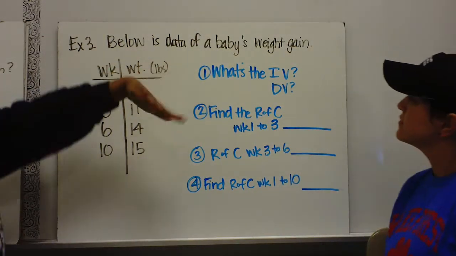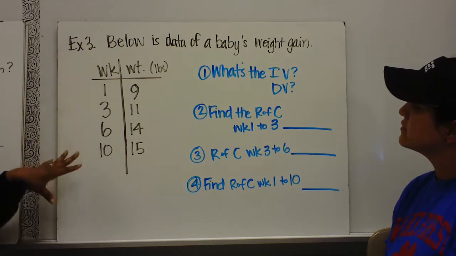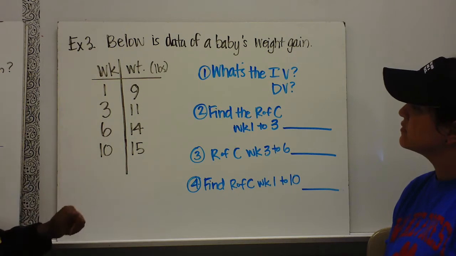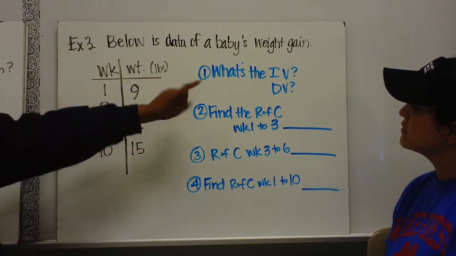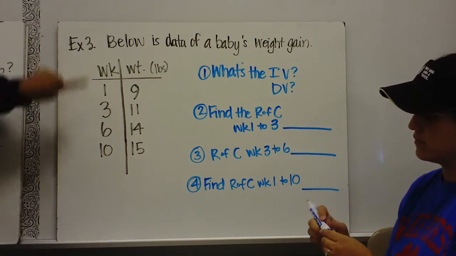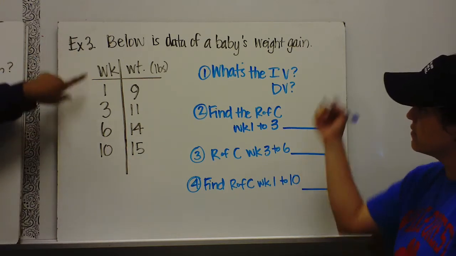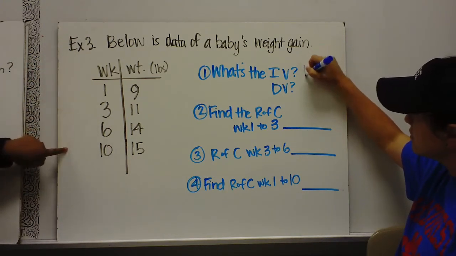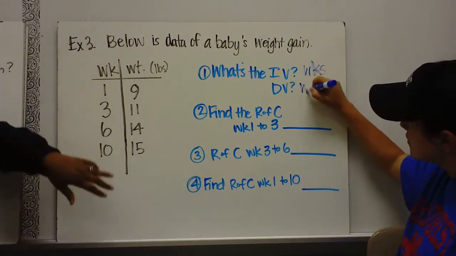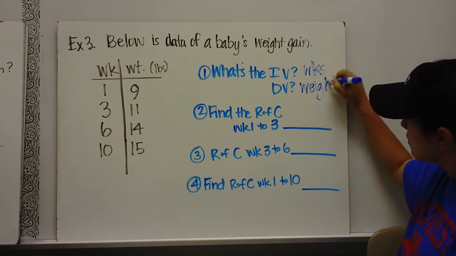Below is the data of our baby's weight gain. So we have a table where we have the weeks and the amount of weight that the babies are gaining. So the question is, what is your independent variable? Well, again, time is something that we can't control. Once we had our babies, they are going to get older. So weeks are your independent variable. And weight is what is actually changing. So this is your dependent variable.